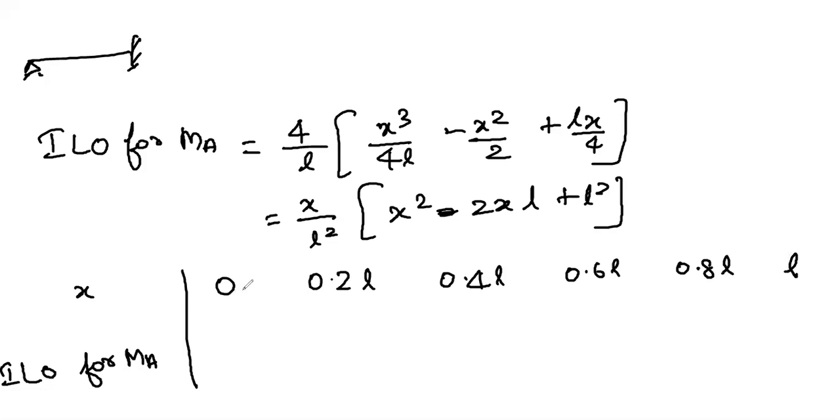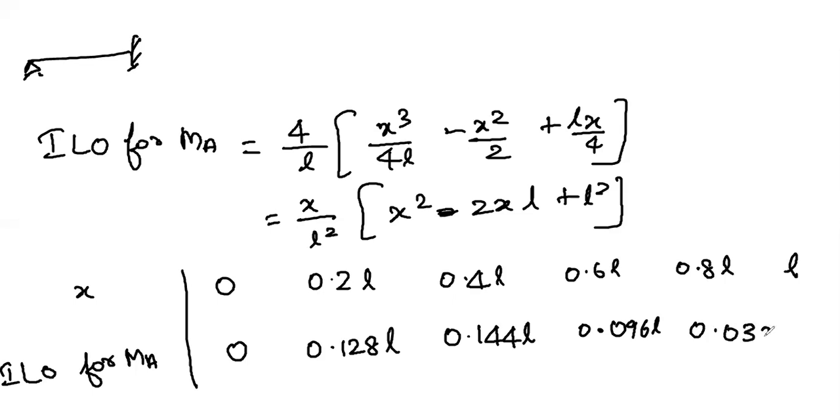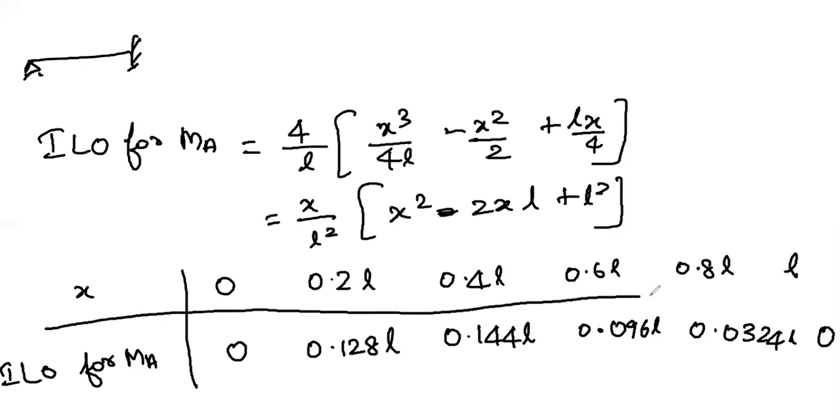When I apply the value of x as 0 here, the influence line ordinate value will become 0. When I take 0.2L, it will be 0.128. When it is 0.4L, it is 0.144L. Here it will be 0.096. Here 0.0324. And here the value is 0. Now using these values, we are going to plot our influence line diagram.